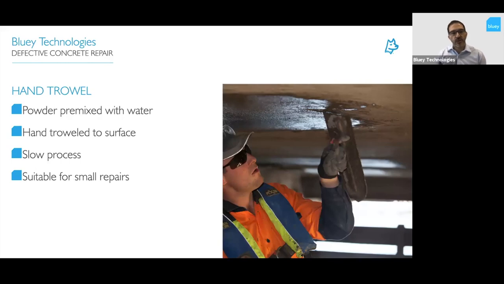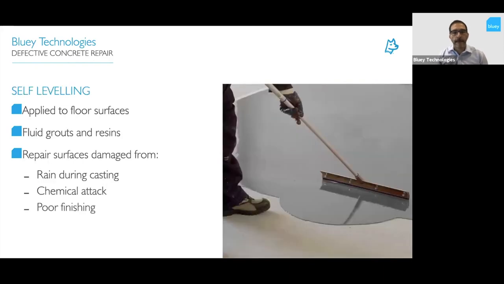Then we also have hand troweling as another way of applying. It's a pretty slow process. Obviously you're mixing it in small batches and troweling it into the surface. So these are good for small repairs. Self-leveling is another type of repair applied to floor surfaces. You can see there very fluid grouts, which will level themselves, can be applied across a surface and can repair surfaces which have been damaged from rain during casting, chemical attack or poor finishing. And these could be either in a cementitious format, an epoxy format, or a range of other resin materials that are available for self-leveling.